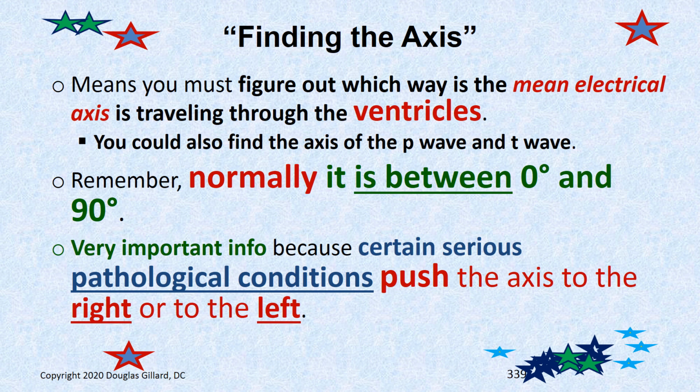Remember, normally the mean ventricular axis, or the MEA, the mean electrical axis of the ventricles, the flow of current through the ventricles, is normally between 0 and 90 degrees. You have to memorize that number. That's very important because certain conditions will push the mean electrical axis clockwise or counterclockwise. Okay?